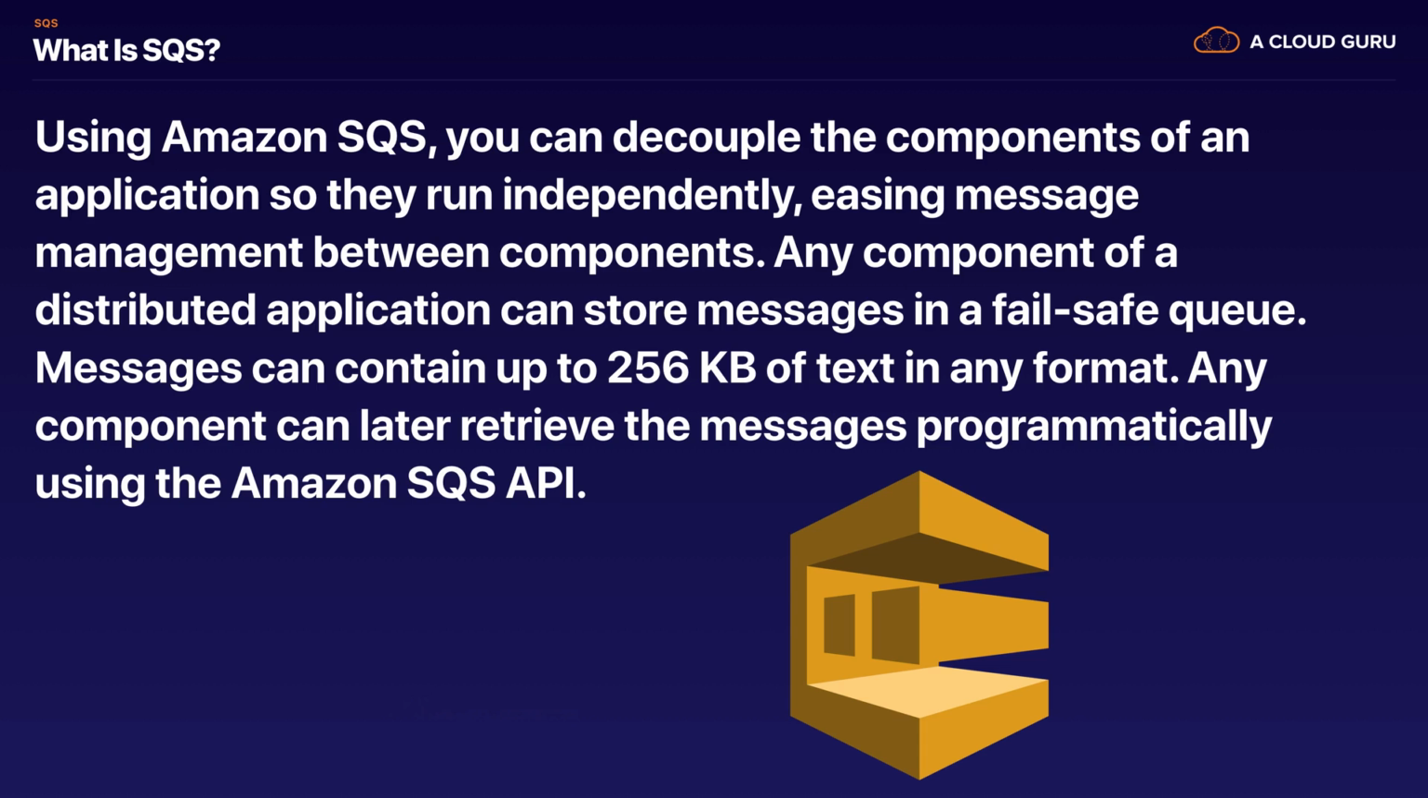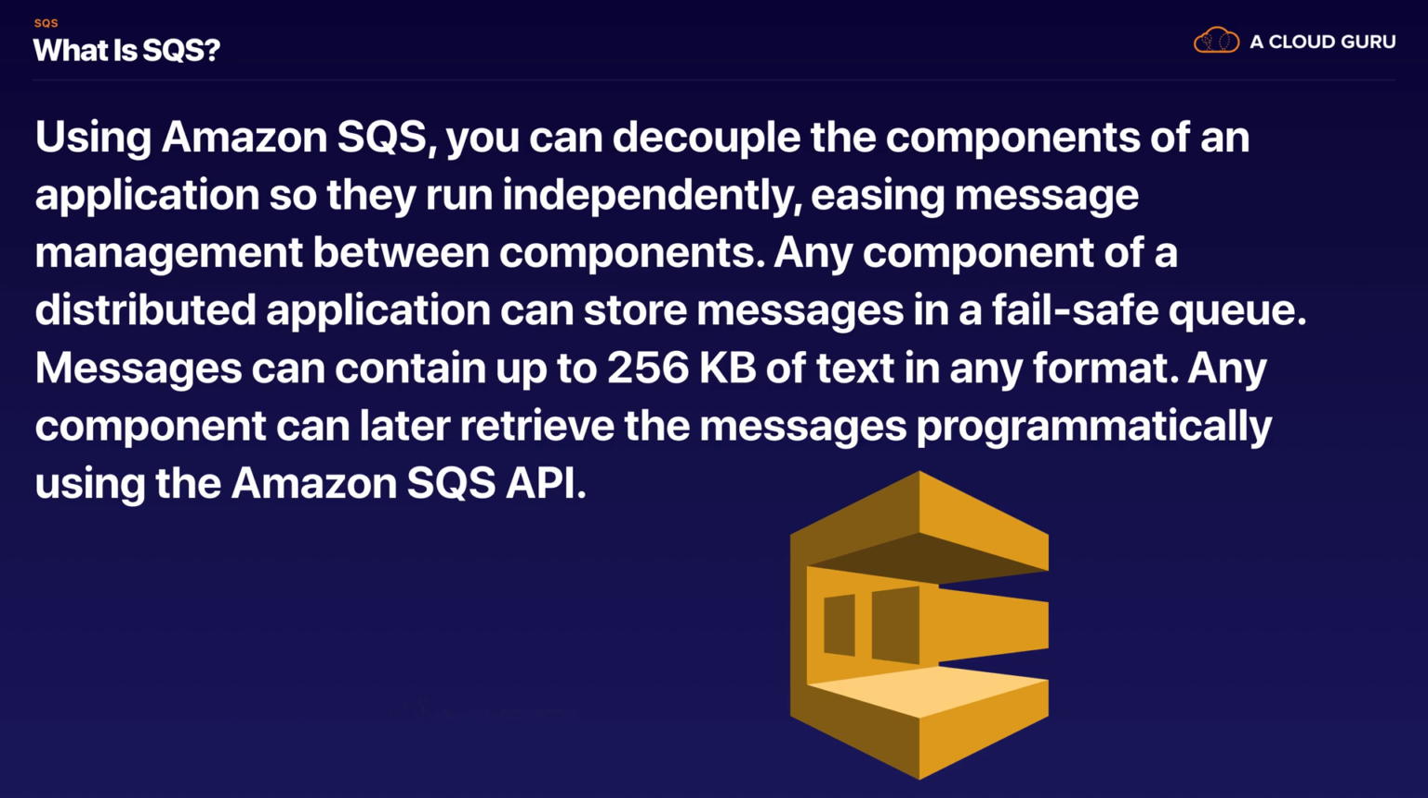Using Amazon SQS, you can decouple the components of your application so that they run independently, easing message management between components. Any component of a distributed application can store messages in a fail-safe queue. Messages can contain up to 256 kilobytes of text in any format. Any component can later retrieve the messages programmatically using the Amazon SQS API.